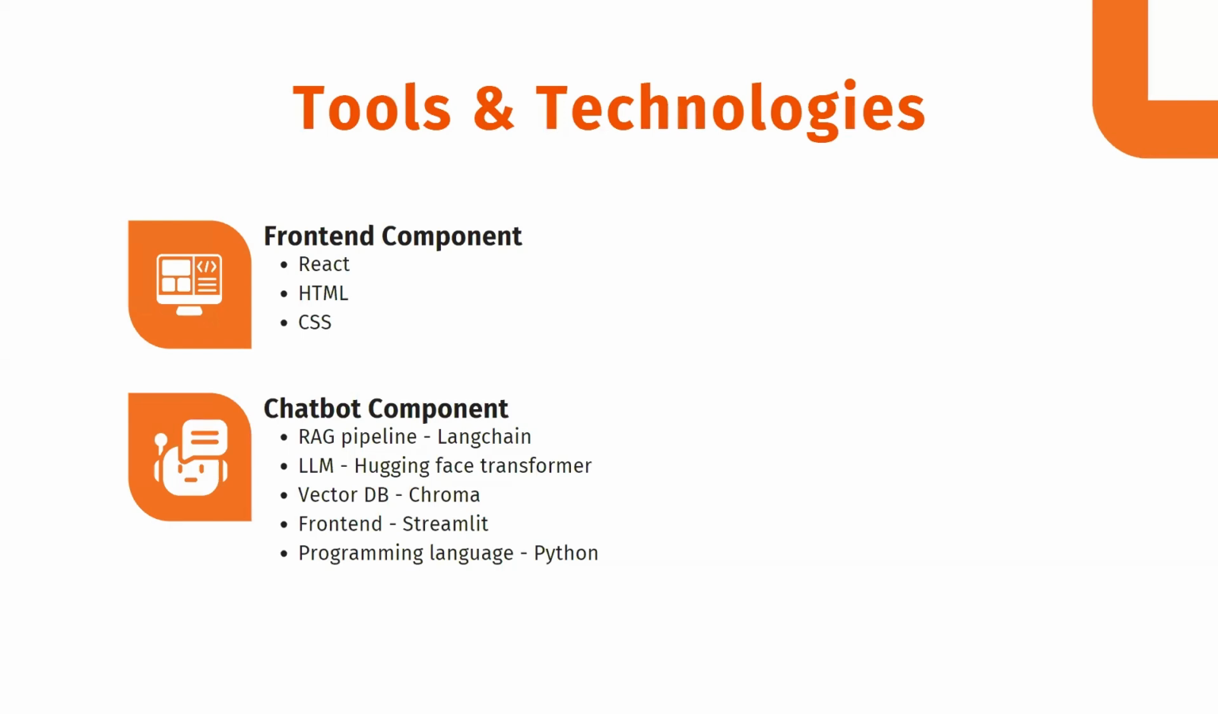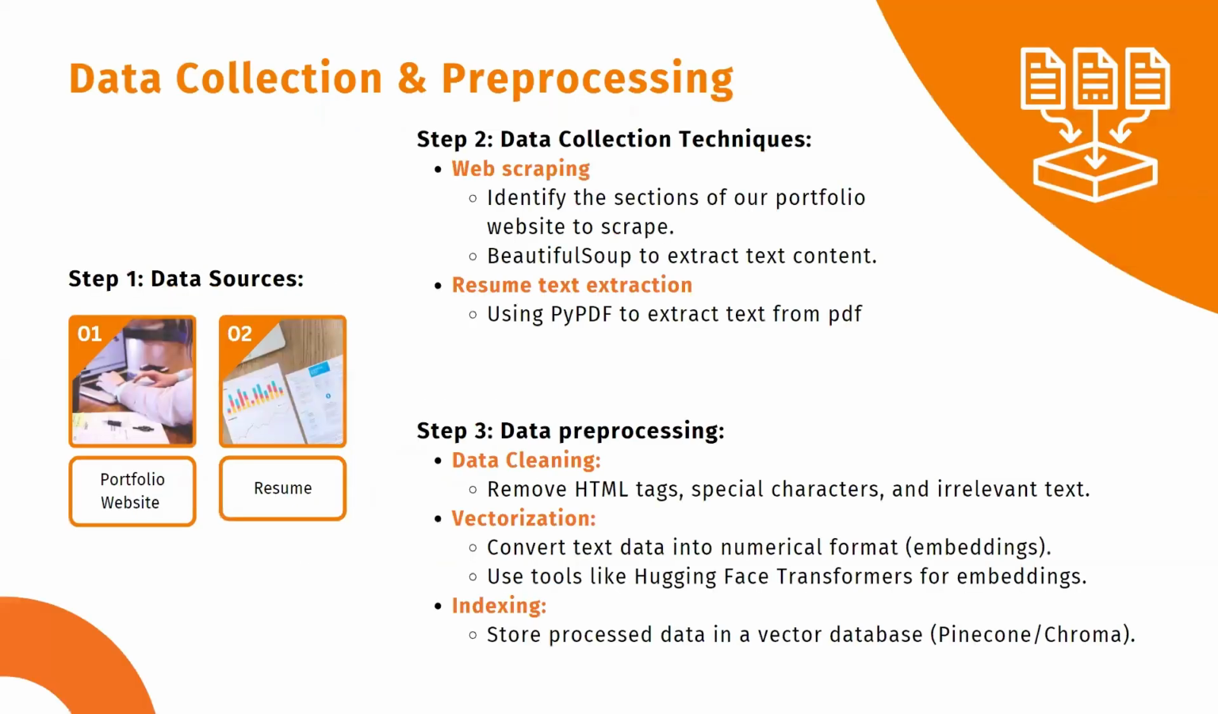Here is the summary of tools and technologies that have been displayed on the screen. In data collection and pre-processing, we are going to utilize our own website to web scrape the data, and also the resume, using tools like Beautiful Soup and PyPDF. And then we clean the data, vectorize it into embeddings, and store the pre-processed data into the vector database.